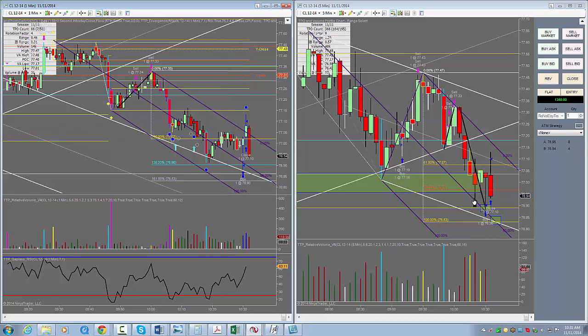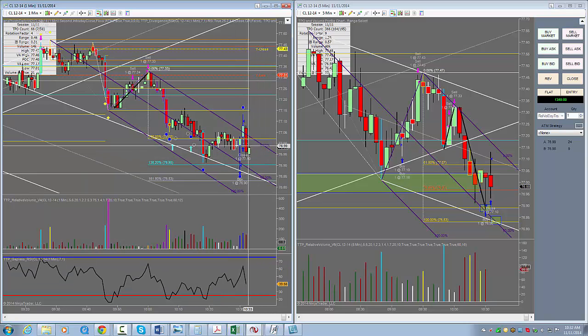That's why you're better off trading the 5 minute. Always better off trading the 5 minute than you are the 1 minute. 1 minute is for fine-tuning entries. For me, that's all it is. So let's just give it a minute and see if it doesn't hit that next target.